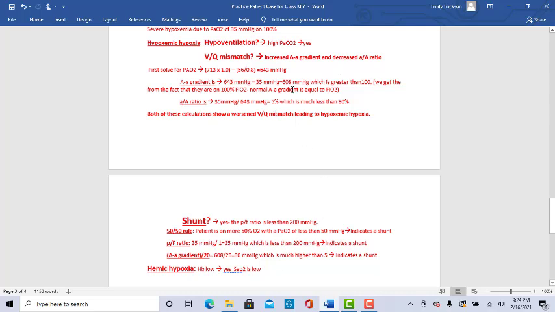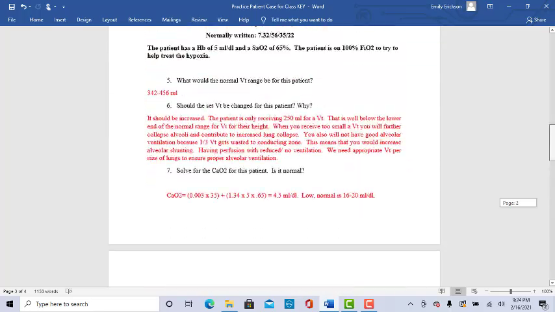So making sure you have your definitions tight for when you're picking a particular hypoxia on the exam is the only way that you'll get full credit. So really memorize the different hypoxias and what causes them. And that is it for the patient case scenario.